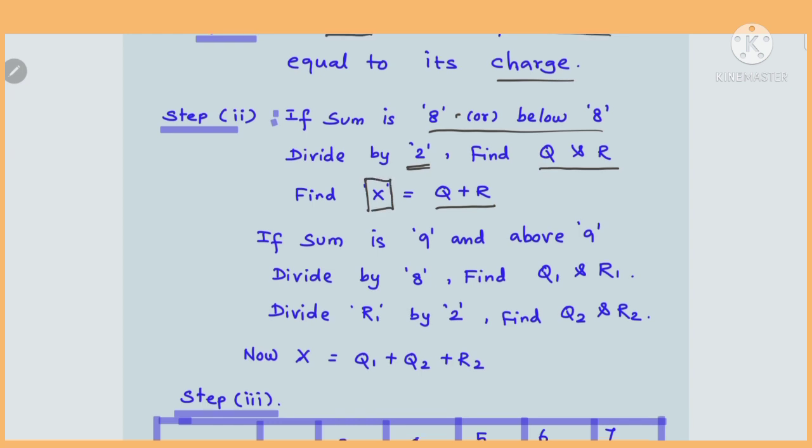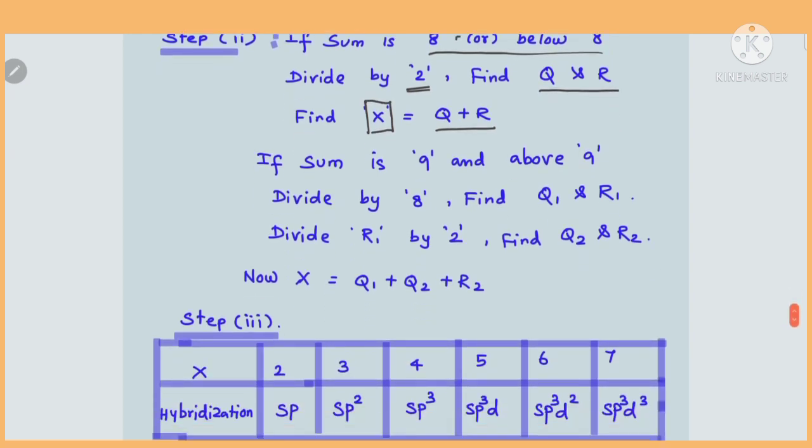Otherwise, after adding valence electrons, if the sum is 9 and above, you have to divide by 8 so that you get a quotient Q1 and remainder R1. Then the remainder R1 has to be divided by 2. Again you get a quotient and remainder, Q2 and R2.